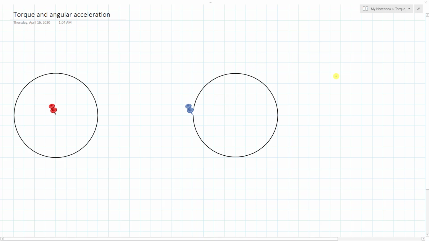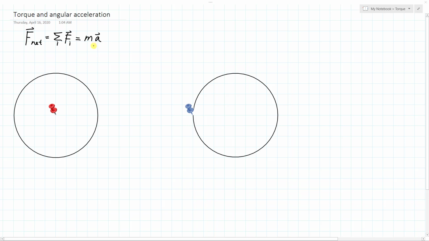Torque and angular acceleration. We're familiar with Newton's second law. The law says the net force, the sum of all forces, is equal to mass times acceleration. And these are vectors, we know them, right? So Newton's second law tells us the acceleration is due to the net force. And this is for translational motion.